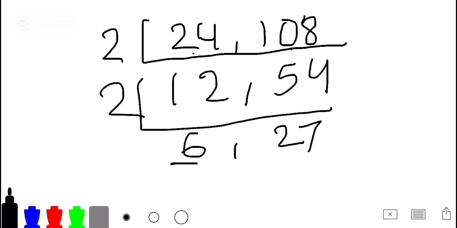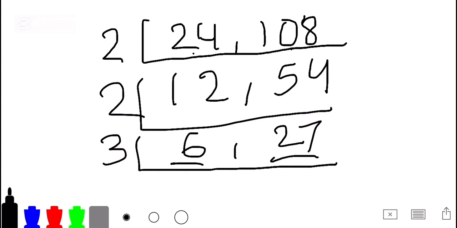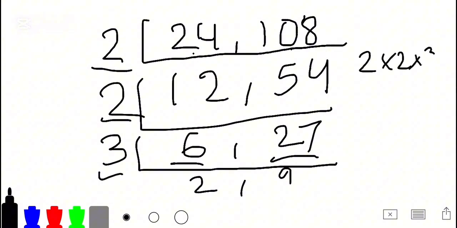Now 2 can go into 6, but it can't evenly divide into 27, so we must find another prime number to go into it, and that's 3. And by dividing by 3, we're left with 2 and 9. Although 9 is not a prime number, 2 is, so we can't really divide any further. To find the GCF, you just take the numbers on the side, which are 2, 2, and 3, and multiply them. So it's 2 times 2 times 3, and so the GCF is 12.